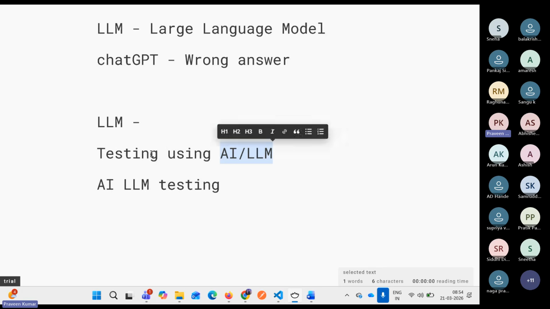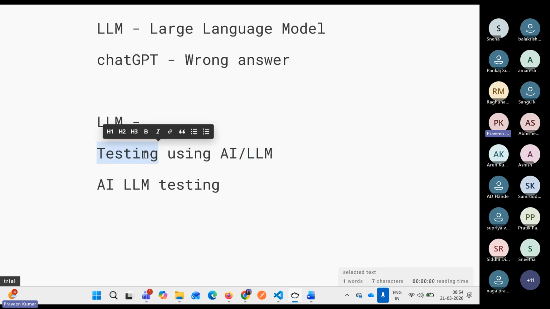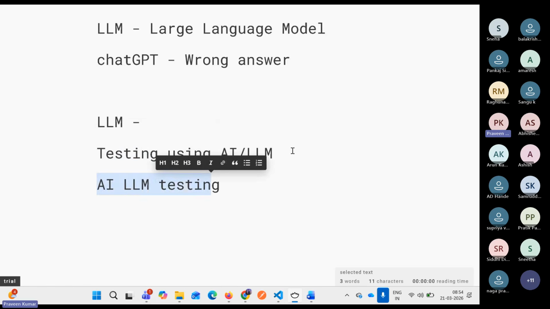You have started using AI, let's say any kind of LLM inside your testing, but whether that is able to provide you the correct answer or not, who will test that? That's where AI LLM testing comes in. Both of these things will be in the market, and this will keep on growing and growing from now on. AI LLM testing is also growing.